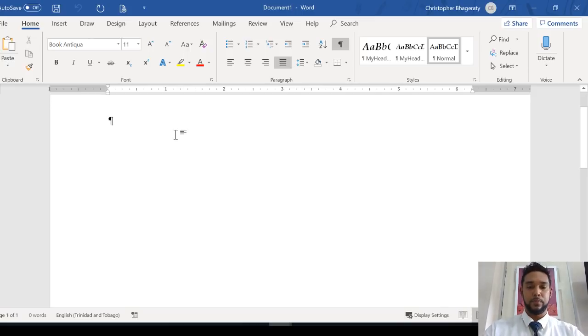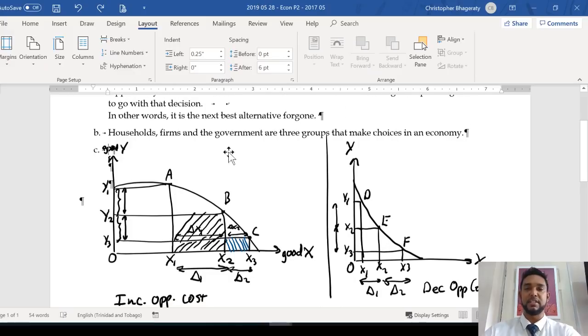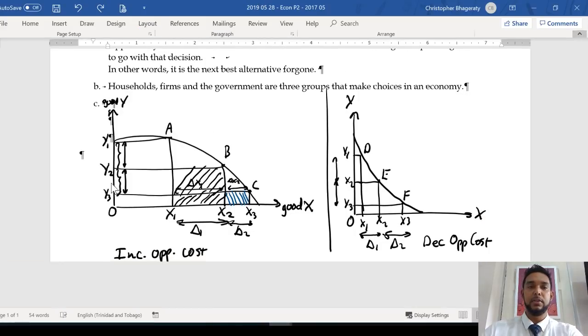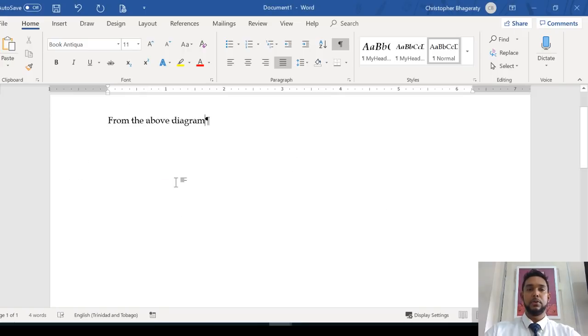All right, so from the above diagram, before we jump into the explanation, let's understand what we're going to explain, right? We had to explain the concept of increasing opportunity cost. How did we show that from the diagram? The initial point of production was where on this PPF? A. It was point A. At that point, we were getting Y1 of good Y and X1 of good X, right?